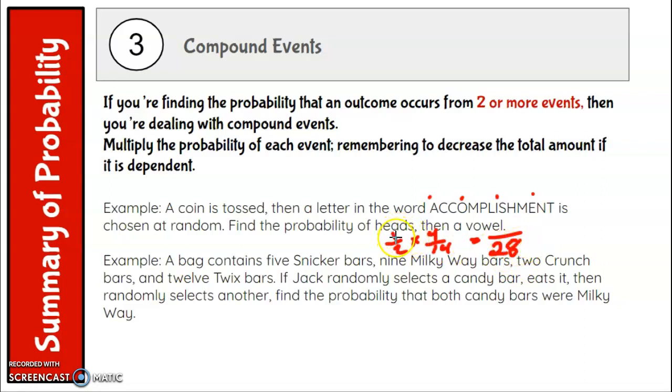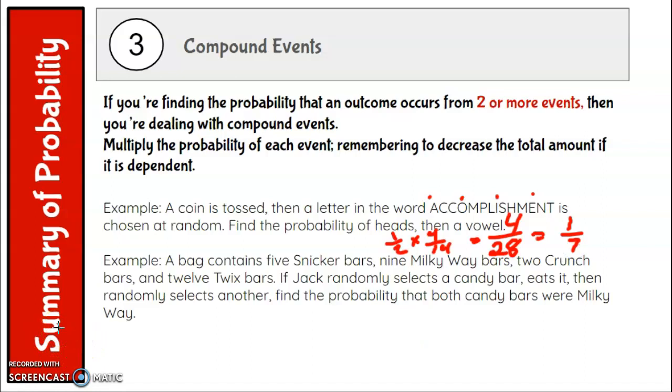And then there's 1 way that I can get a head, and there's 4 ways that I could get vowels. So that's a total of 4 different outcomes that have heads and vowels. So the probability is 4 out of 28, which reduces to 1/7.